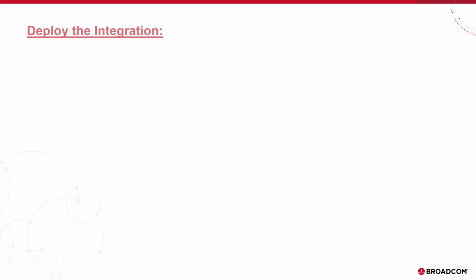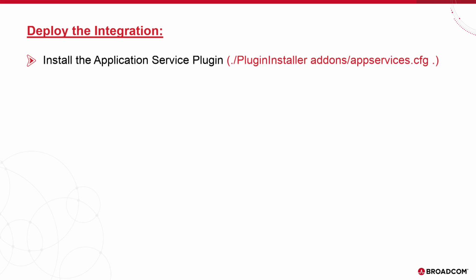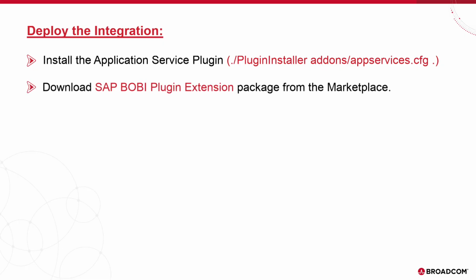Let's look at how to deploy the integration. First, ensure the Application Services plugin is installed as a prerequisite. The Application Services plugin and POJO extension have the CFG extension. Next, download the plugin extension package from the marketplace. This package contains all the necessary elements.